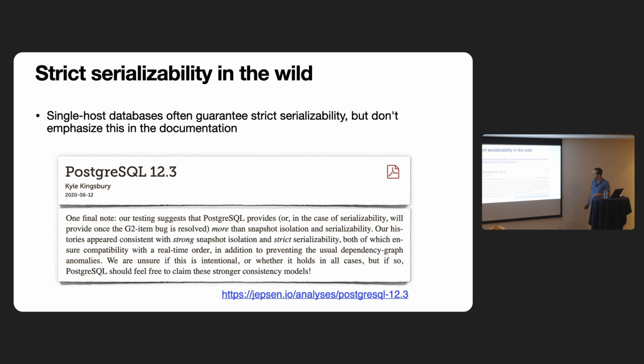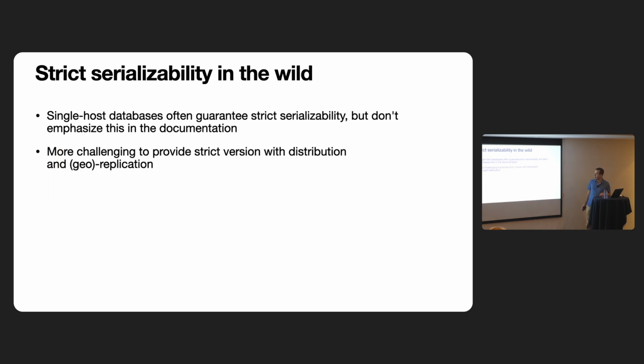For example, in this report by the Jepsen guy, where he found a bunch of bugs in Postgres, apart from bugs, he said that from testing it looks like the histories he gets are consistent with strict serializability and strong snapshot isolation, an analog of snapshot isolation that I'll talk about if there is time. He says, we don't know if it's intentional, but if it is, you should say it in the documentation. Unfortunately, they didn't.